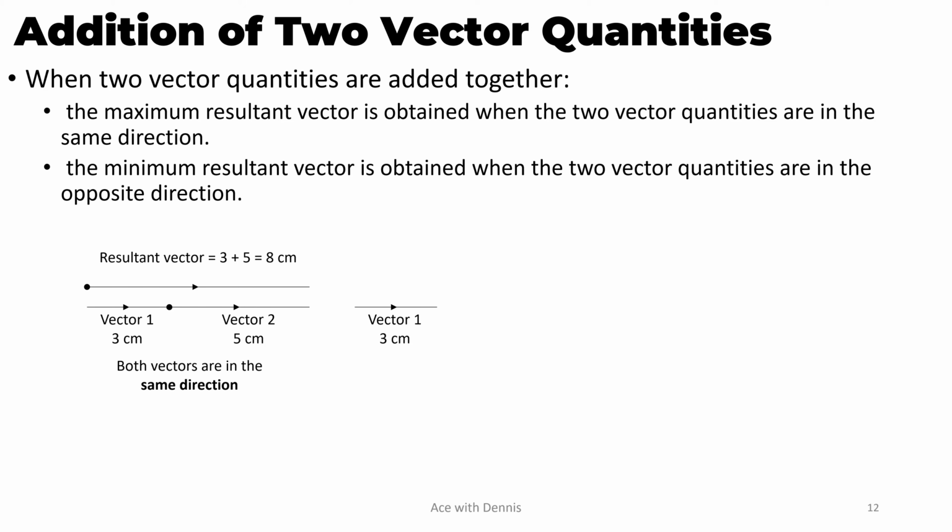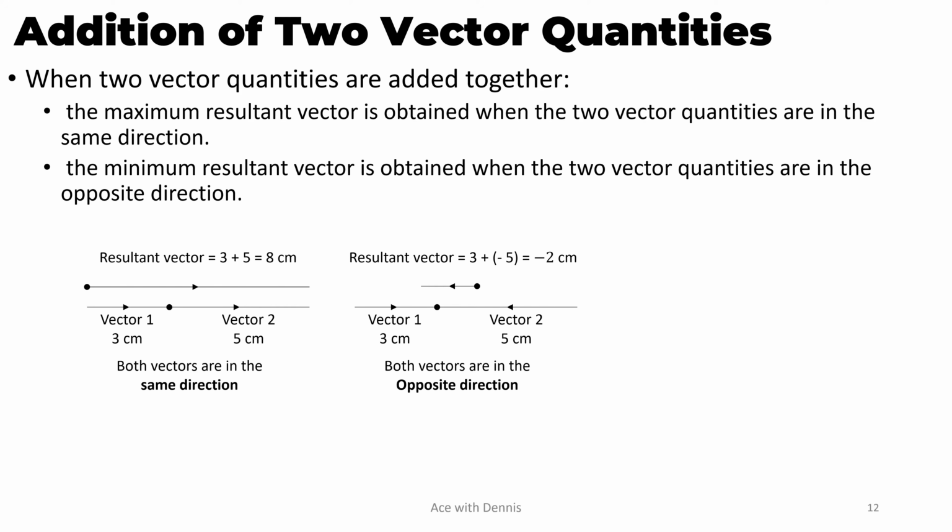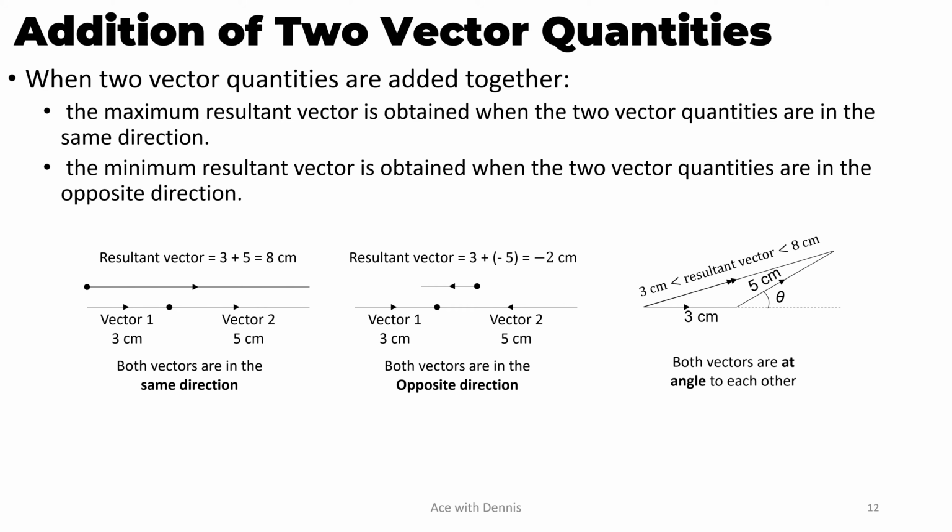On the other hand, let's say vector 1 is 3 cm, vector 2 is 5 cm, both vectors are in the opposite direction. So the resultant vector will be 3 plus negative 5. It will give you negative 2 cm. It means it is in the opposite direction. The next one, let's say 3 cm for the first vector and the second vector 5 cm at a certain angle. Both vectors are at an angle to each other. The resultant vector will be between 3 cm to 8 cm.